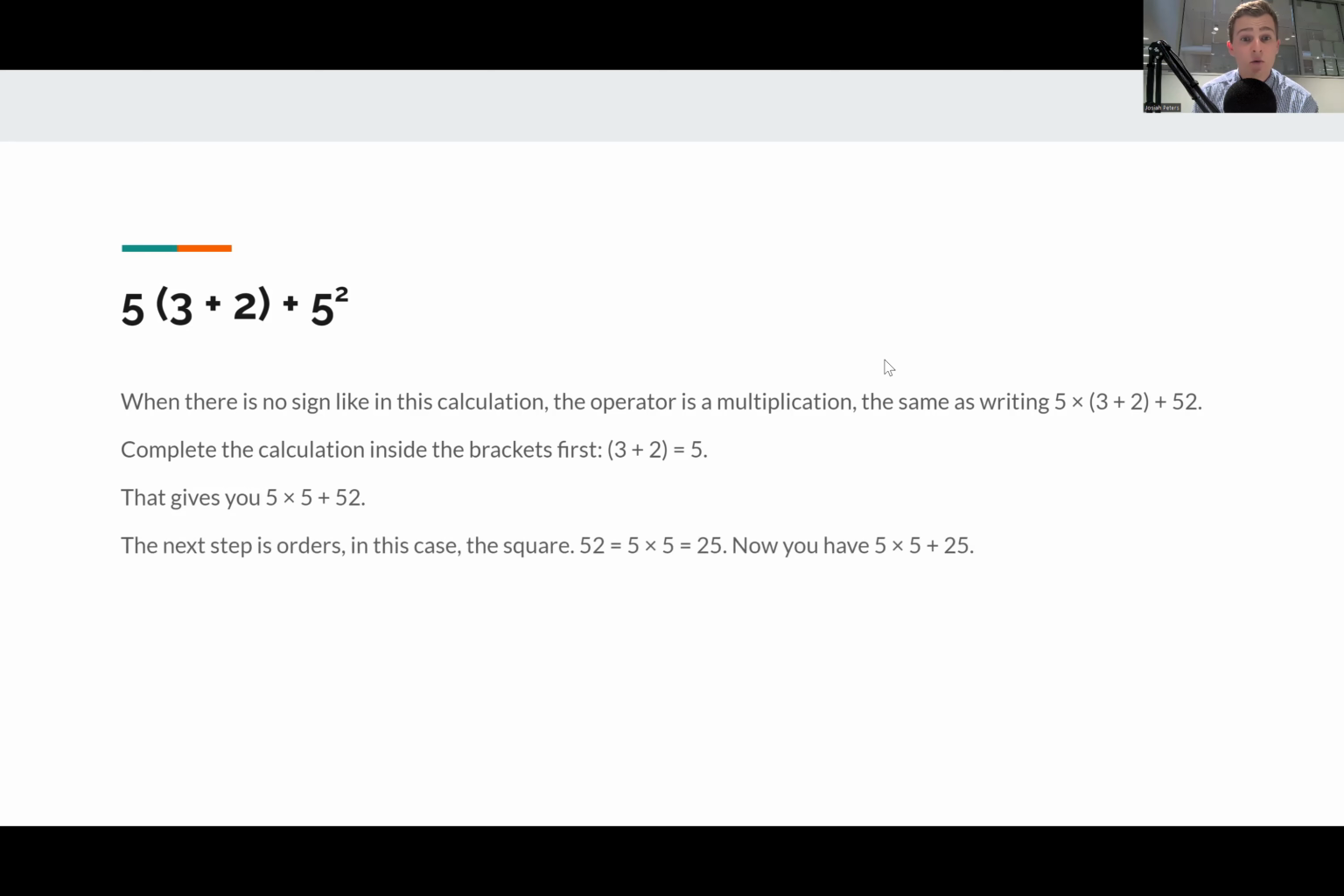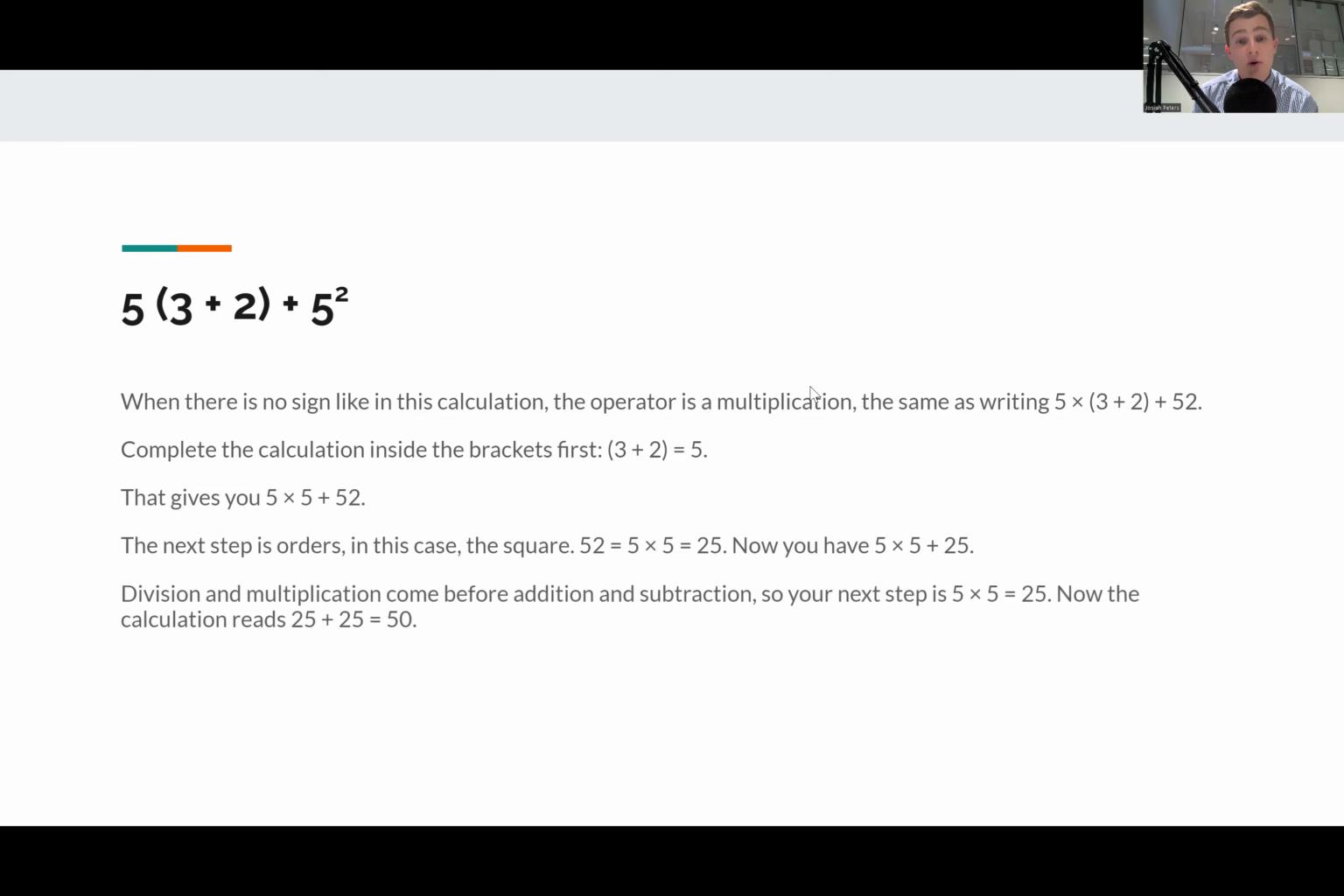The next step is orders. In this case, it is the 5 squared, which is 5 times itself. So 5 times 5 is 25. So now we have 5 times 5 plus 25. And division and multiplication come before addition and subtraction. So the next step is 5 times 5 equals 25. So now the calculation reads 25 plus 25, which gives us our final answer of 50.